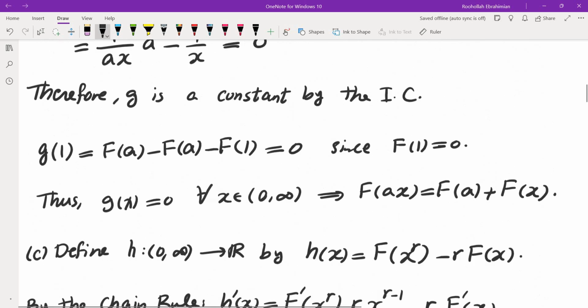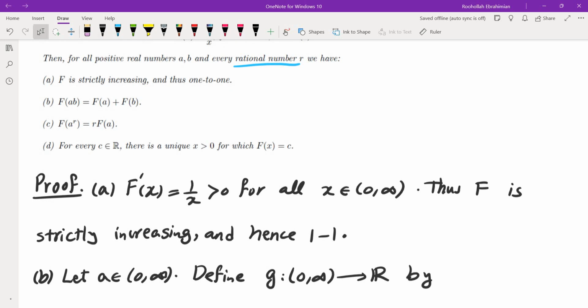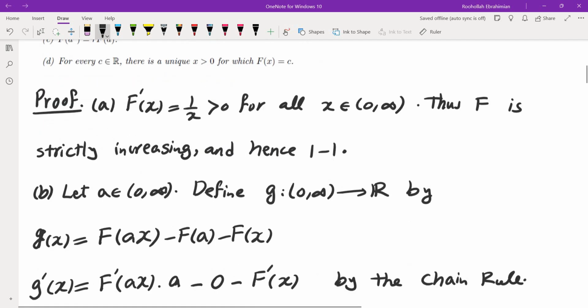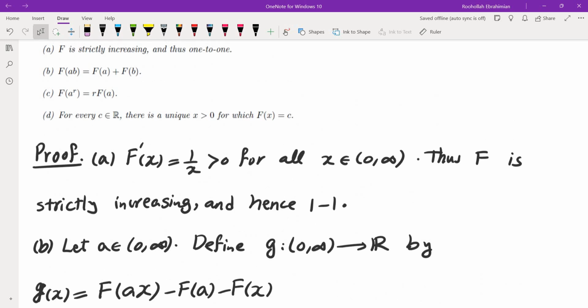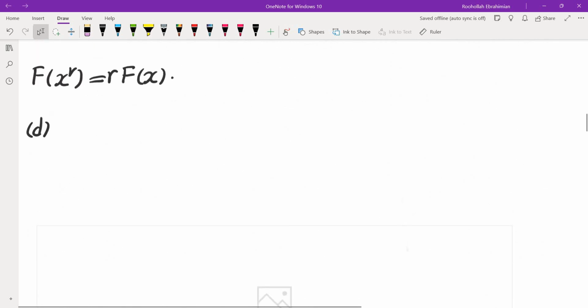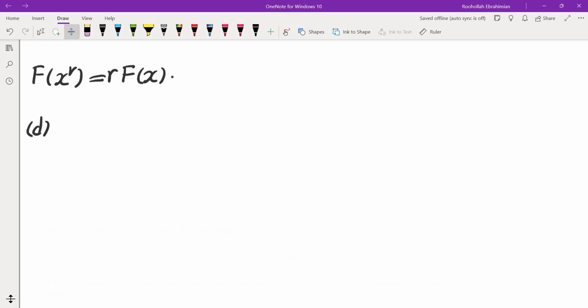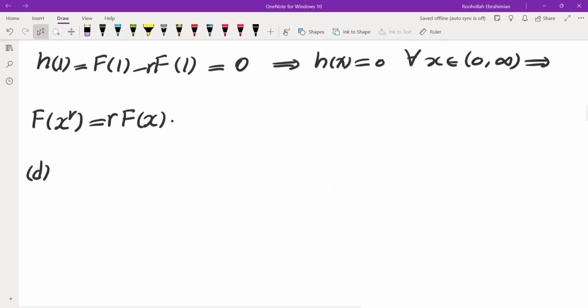Okay, so finally, I would like to show that for every C in R, there is a unique X such that F of X is equal to C. So the uniqueness follows from the fact that it's one-to-one. So I only need to show existence. How do we show F of X equals C has a solution? That's typically done by IVT, the intermediate value theorem. You show there is something more than C, something less than C, the function is continuous, therefore this value C must be obtained. So we're going to create something that is more than C and something that is less than C, and then we're done.